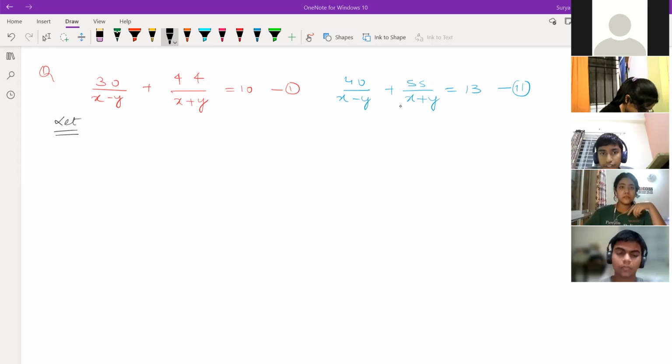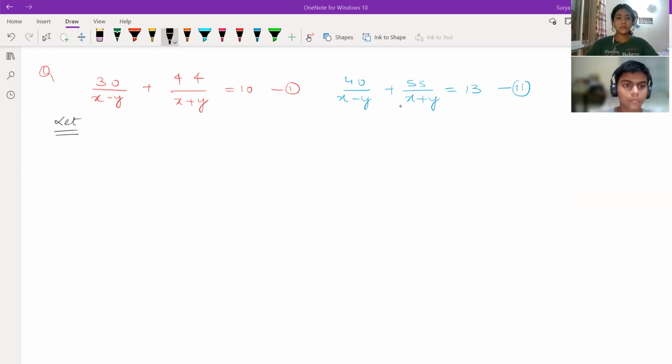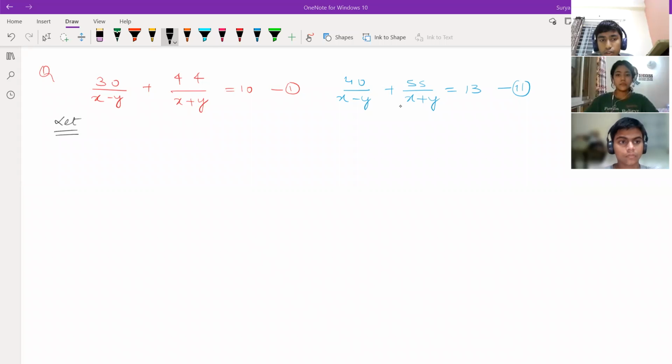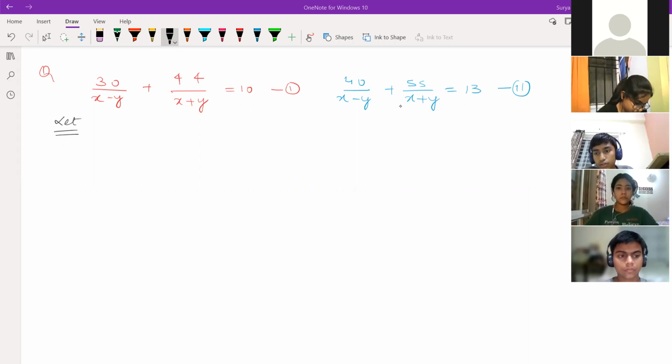I think so. We have to equate it. Okay. Sai Ritvik, Akshat, and who else is there? That's it, no?